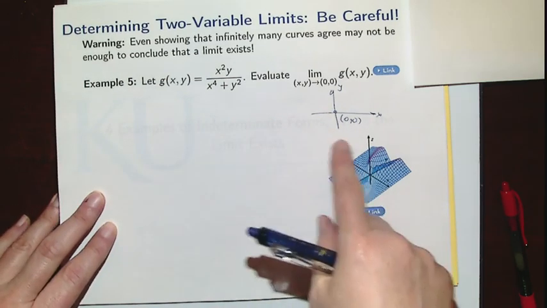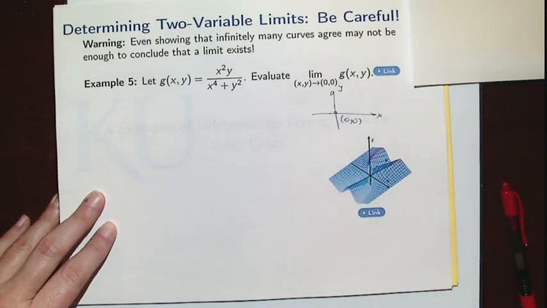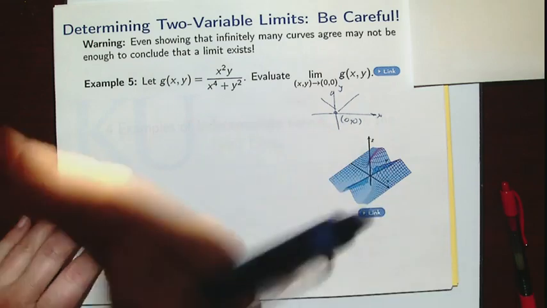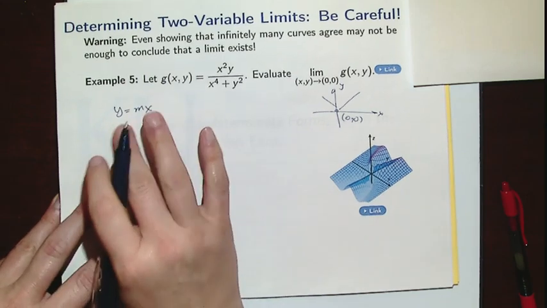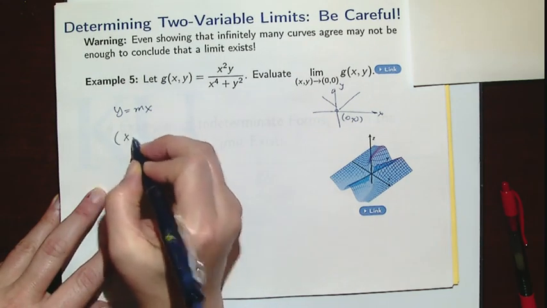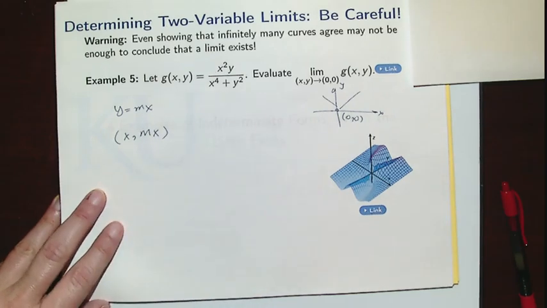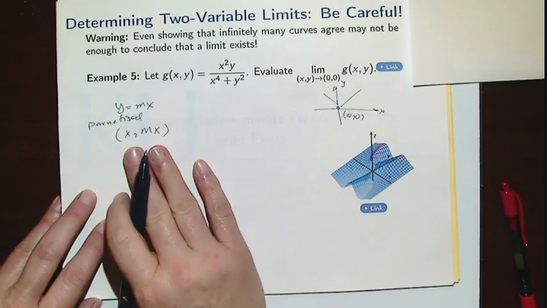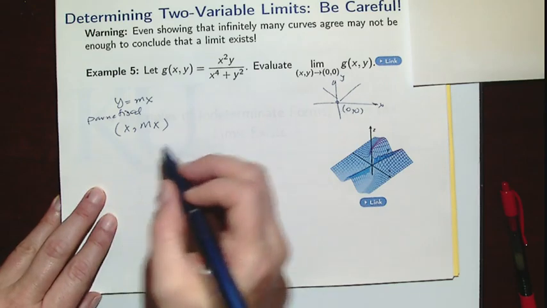What's the line that has y-intercept always 0? Y is equal to x. Generalize that. Y equal to mx, right? Y equal to mx is any line that approaches this way, except for x equal to 0. So y equal to mx, parameterize that: x and mx. That's the parameterization. So I parameterized it. Now I'm going to plug it in.